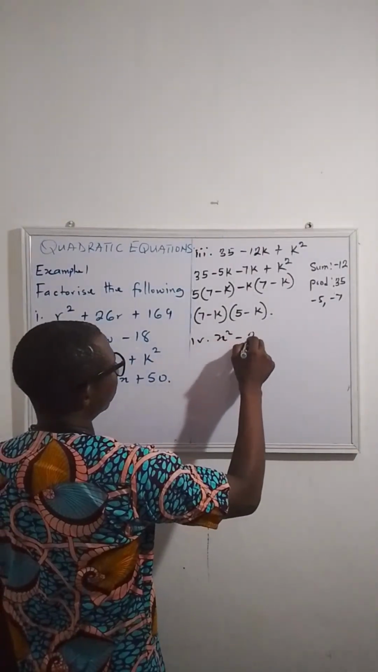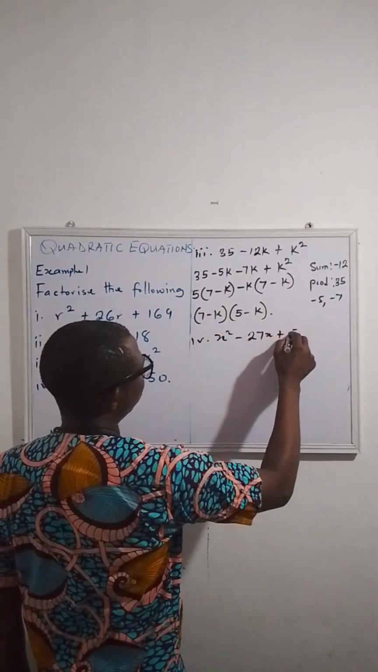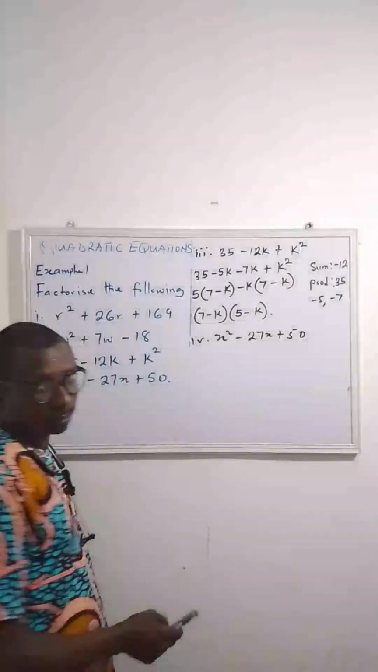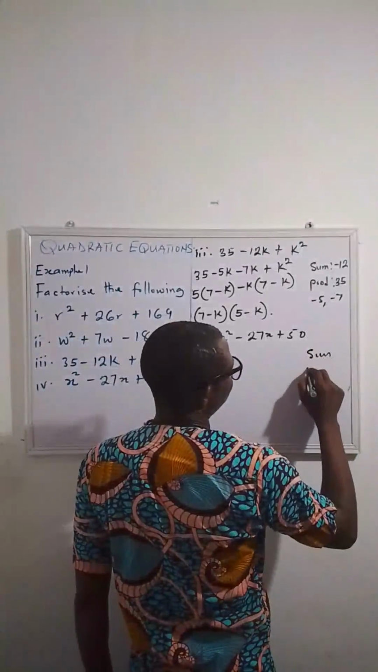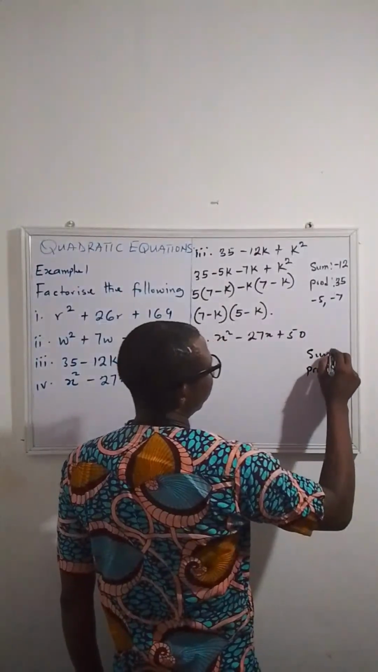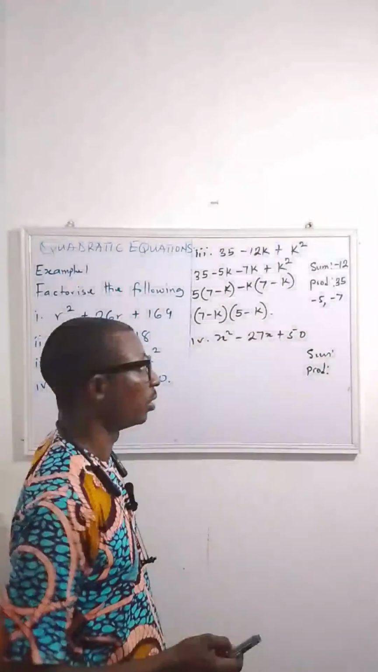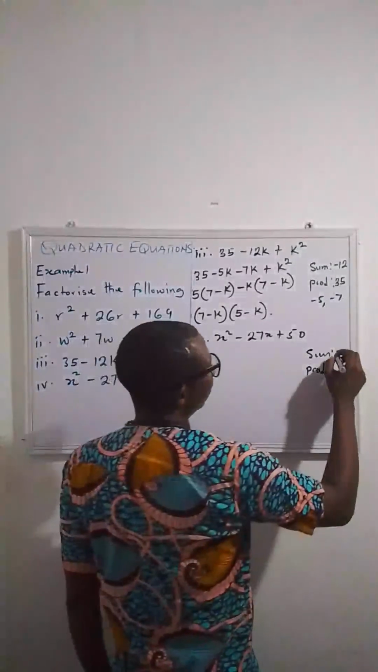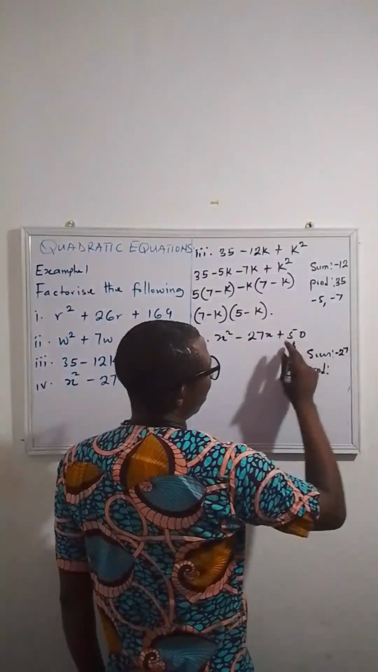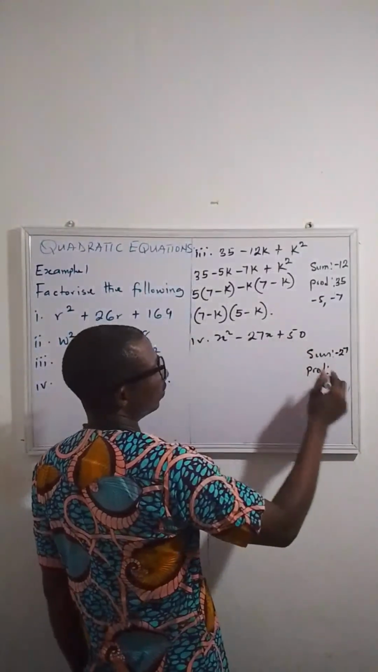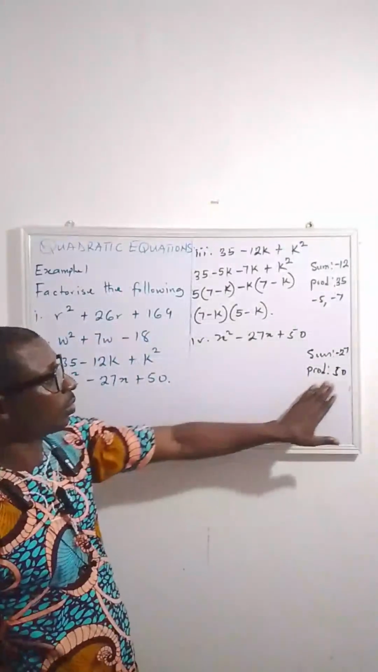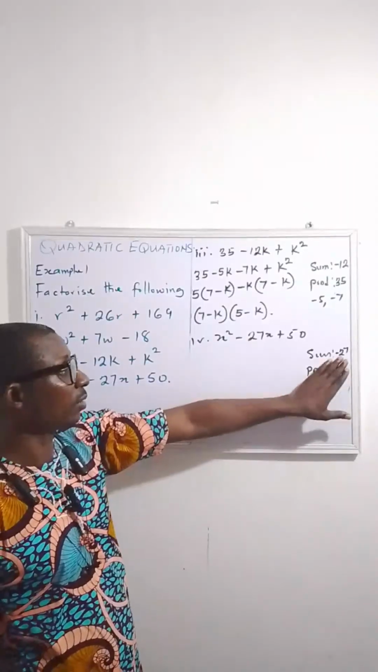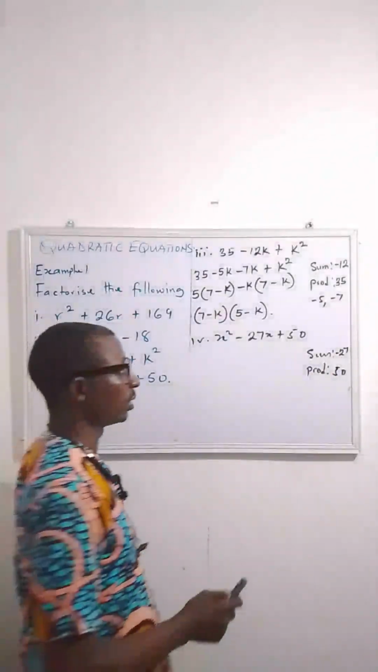x squared minus 27x plus 50. Okay, so now what is sum and what is product? Okay, we have to be fast about it. So now the sum is what? Negative 27, and the product is 1 times 50, that is 50. What are the two numbers such that when you multiply together, you have 50, and when added together, you have negative 27?